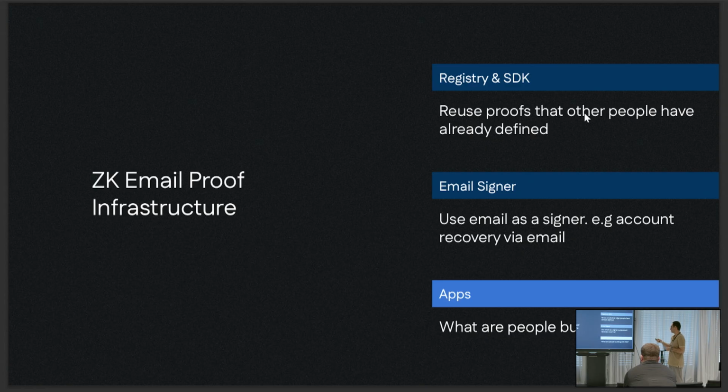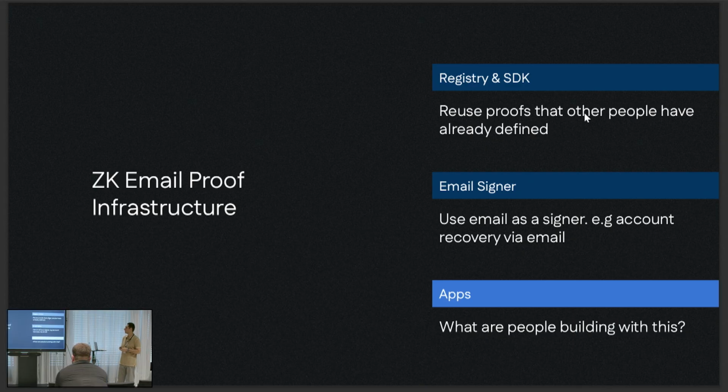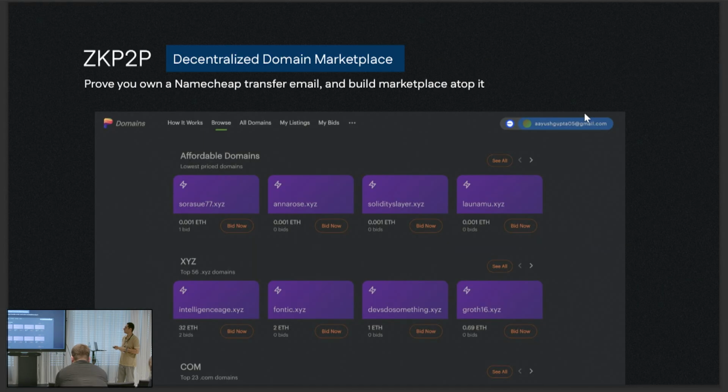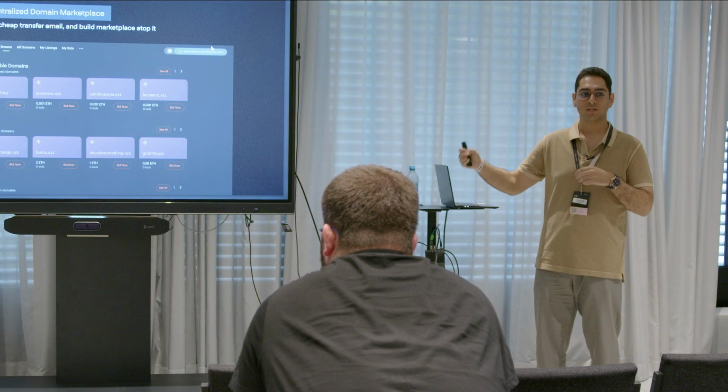Also, let's look into some of the applications that others are building on top of this. One of the first applications that was built on top of ZK Email was ZKP2P. The first application that they built on it was an on-ramp via Venmo. When you make a transfer via Venmo, it'll give you an email confirmation, and you could use that confirmation to pay out crypto to people. But then Venmo changed the template and did something that wasn't compatible with ZK Email anymore. There are ways to mitigate that.